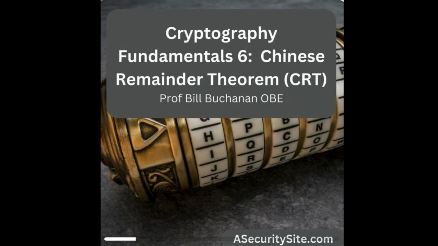Cryptography Fundamental 6, Chinese Remainder Theorem, CRT. And so a large army met. The general asked the collected troops to range themselves into groups of 50. He counts there are 4 troops left without a group. He then asks for groups of 60, and there are 14 left. And finally, he asks for groups of 70, and there are 24 left.